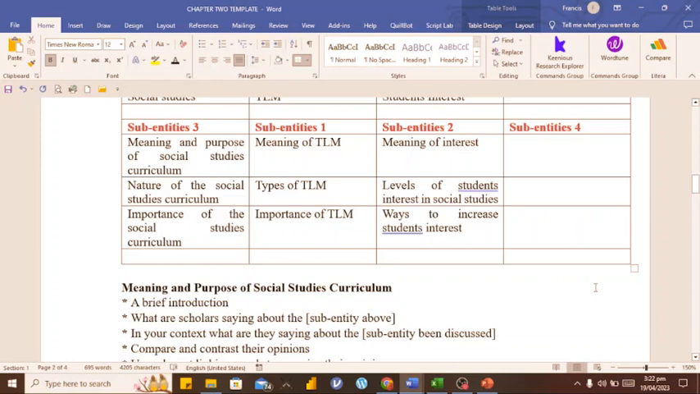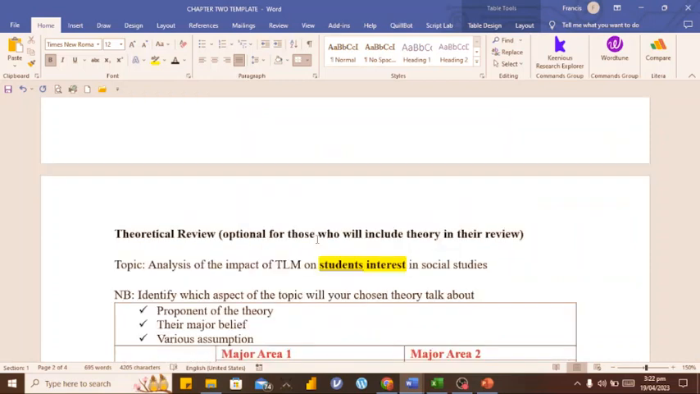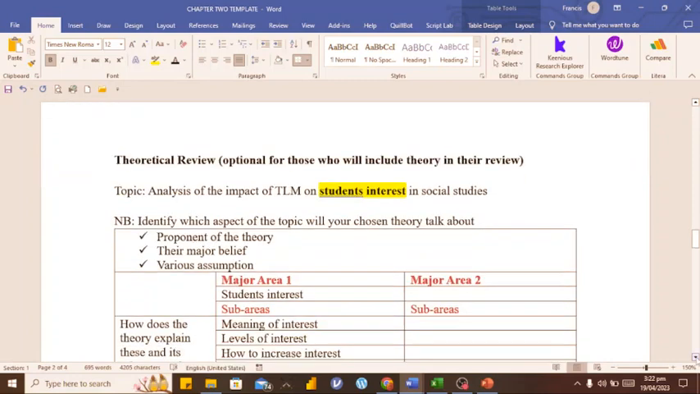Then you come to, if you included a theory in your research, then you come to theoretical review. So theoretical review. If you didn't include any theory, you need not worry yourself to discuss the theoretical review. But if you included a theory in order to help you to understand your research, you do that. So with the theoretical review, we will talk about analysis. So here is the topic. You still bring your topic again, analysis of impact of TLM on student interest in social studies.